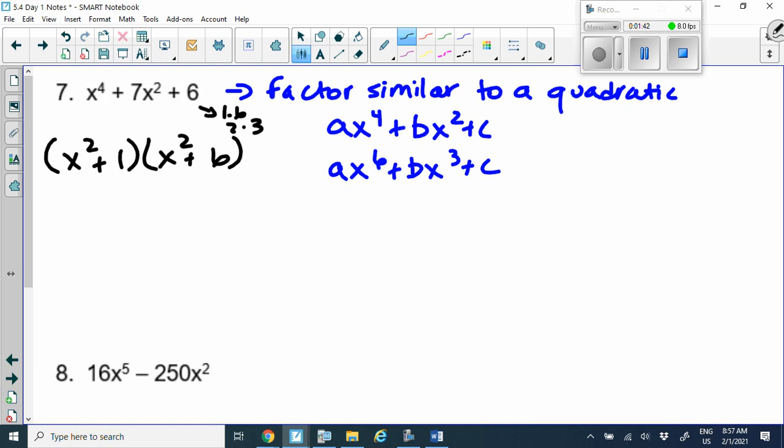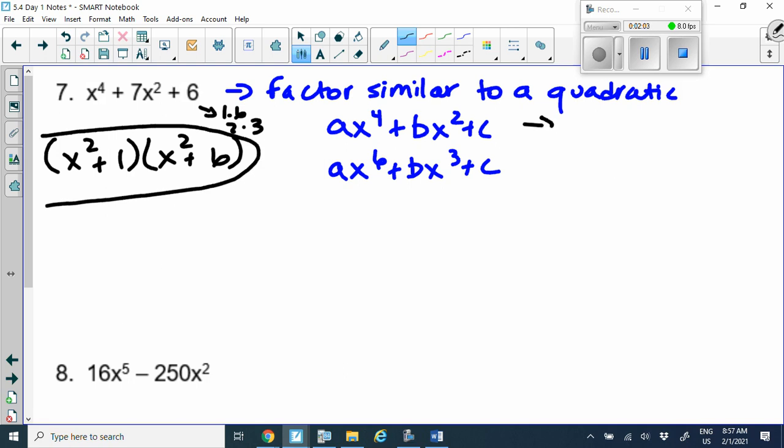Now, let's see if we can factor any more. Well, with the x squared plus 1, we can't. This is not a difference of squares. Remember, it's addition. And then x squared plus 6, we can't factor that either. Notice we have addition, and 6 is not a perfect square. So this is not a difference of squares. So actually, this would just be our final answer.